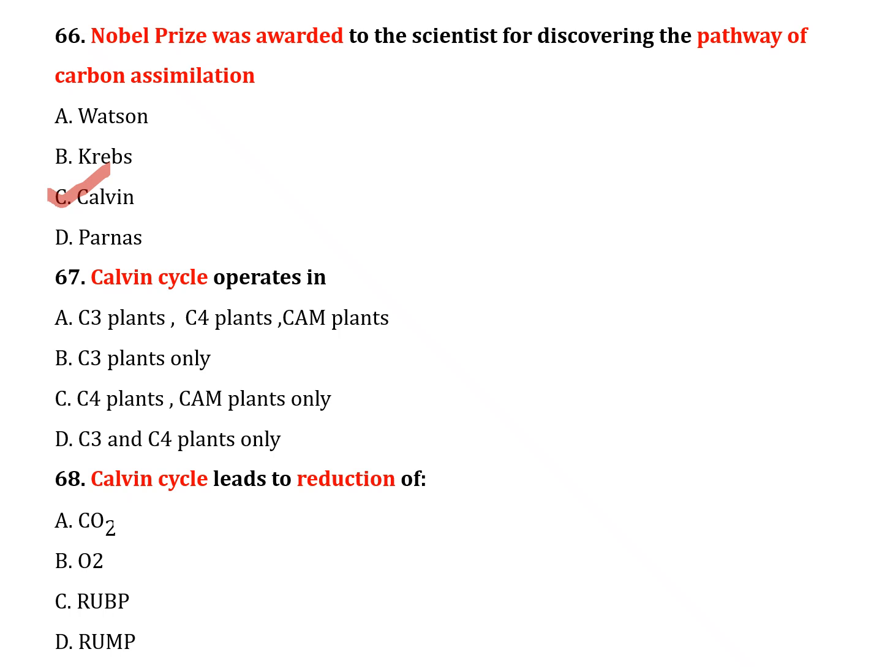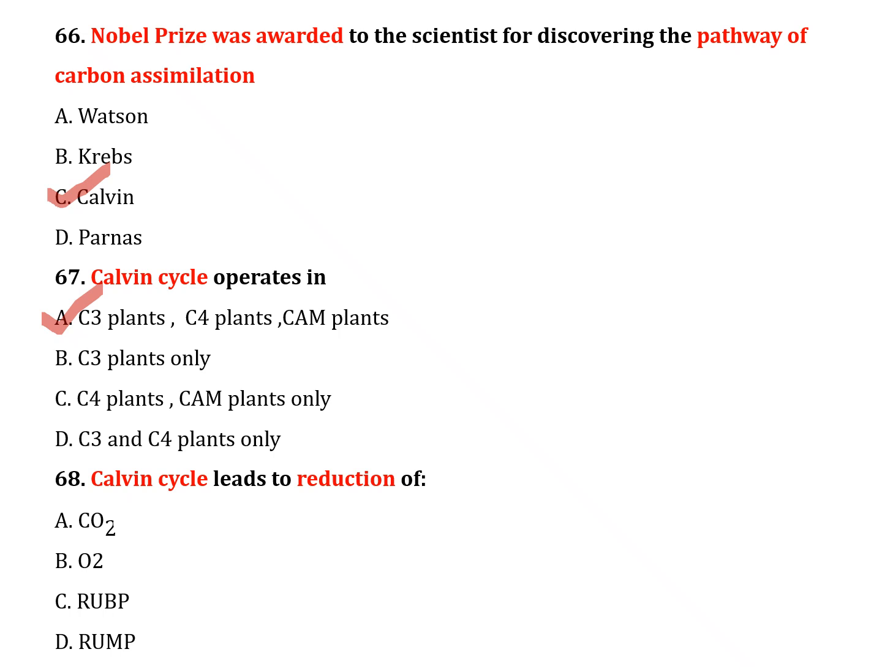Calvin cycle operates in option A C3 plant, C4 plant and CAM plant. Option B C3 plant only. Option C C4 plant, CAM plant only. Option D, C3 and C4 plant only. The correct answer is option A, C3 plant, C4 plant and CAM plant. The next question number 68.